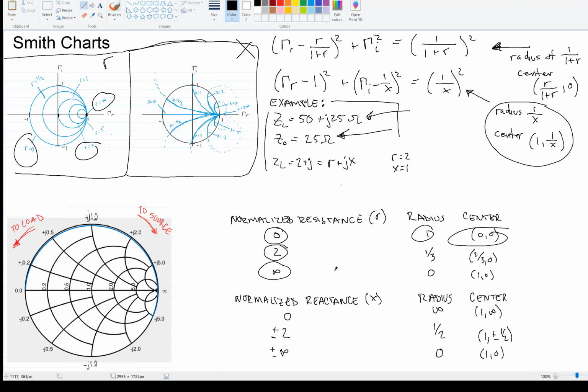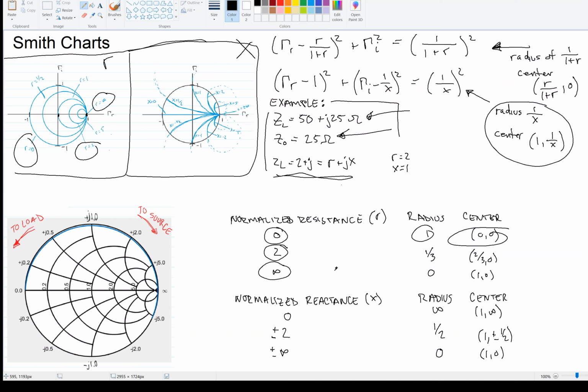Because when we overlay the two figures, the R circles and the X circles, meaning we have a real part and an imaginary part, this is what we get. This is the bottom left figure that I want to show you, the overlaying of the two circles. This is what really matters for our chart. We want to figure out the normalized load impedance, so we find that point on the chart. Actually, this is just an abbreviated chart. I'll show you more detailed charts in the example problems.